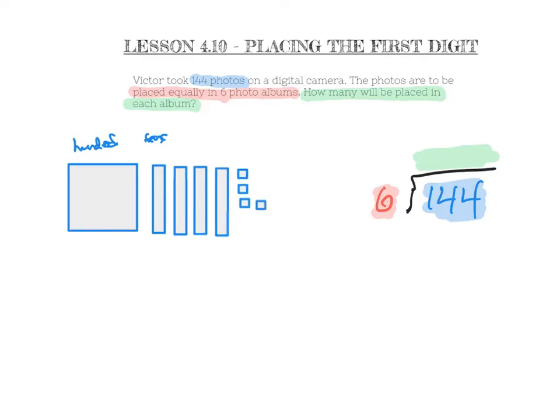Now let's look at the place value in the first digit of 144. Look at the hundreds, 1, and I'll underline it. Okay, can I share this 100 equally among 6 groups?